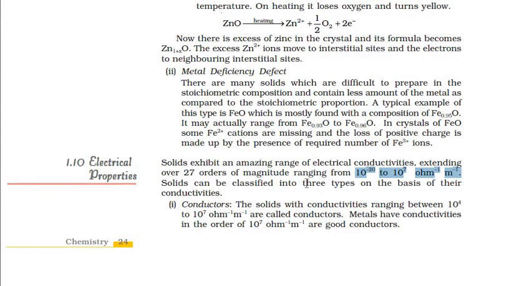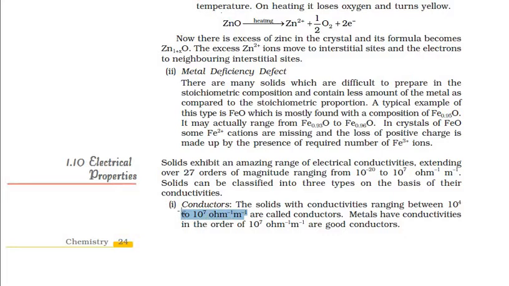Solids can be classified into three types based on their conductivities. One we call conductors. Conductors are the solids with conductivity ranging between 10 to the power 4 to 10 to the power 7 ohm inverse meter inverse. That means conductors are the solids which have higher conductivity. Now what is conductivity and how they conduct, that is what we are going to learn in this video lecture. For now you have to accept this, they are good conductors.